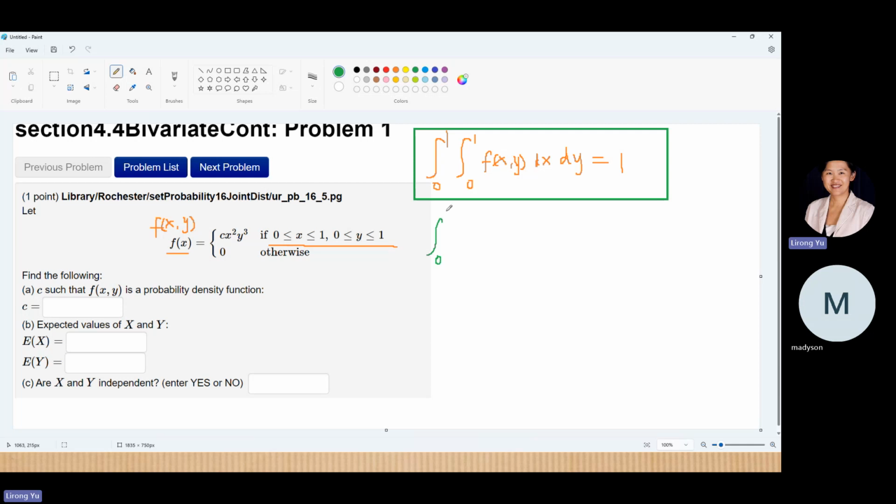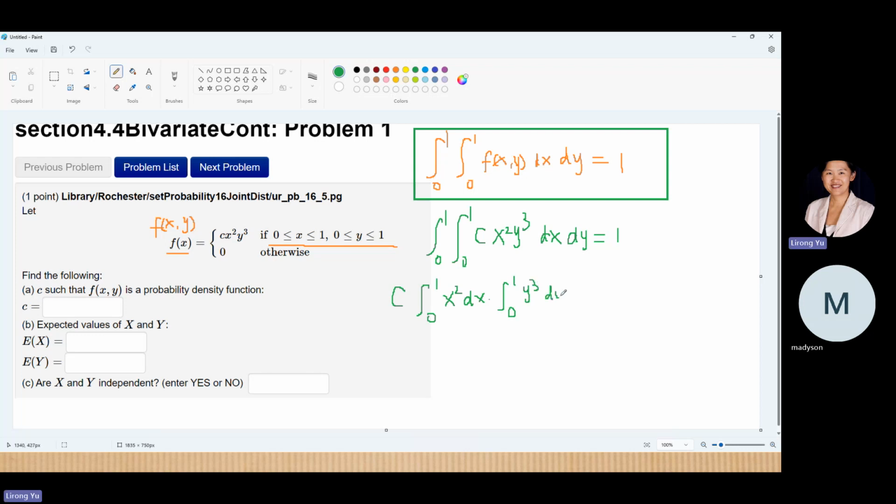So given that we have 0 to 1, 0 to 1, and we have C x squared y cubed dx dy equal to 1, all right, that's going to be our equation. On the left side of the calculation, you bring the C outside. C is a number, C is a coefficient. Then we have the integral from 0 to 1 of x squared dx. This is a pure multiplication, and there's no interaction between their coefficients and limits, so they can be separated. So it becomes the integral from 0 to 1 of x squared dx times the integral from 0 to 1 of y cubed dy.